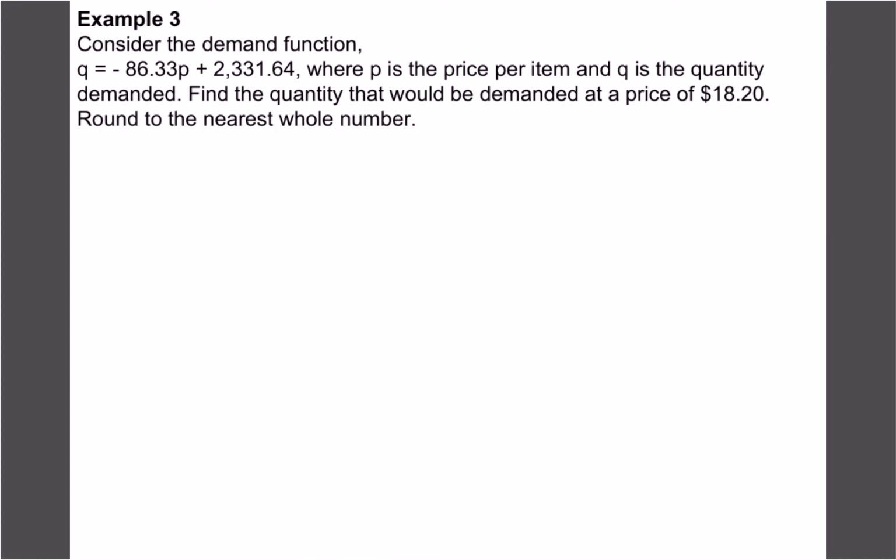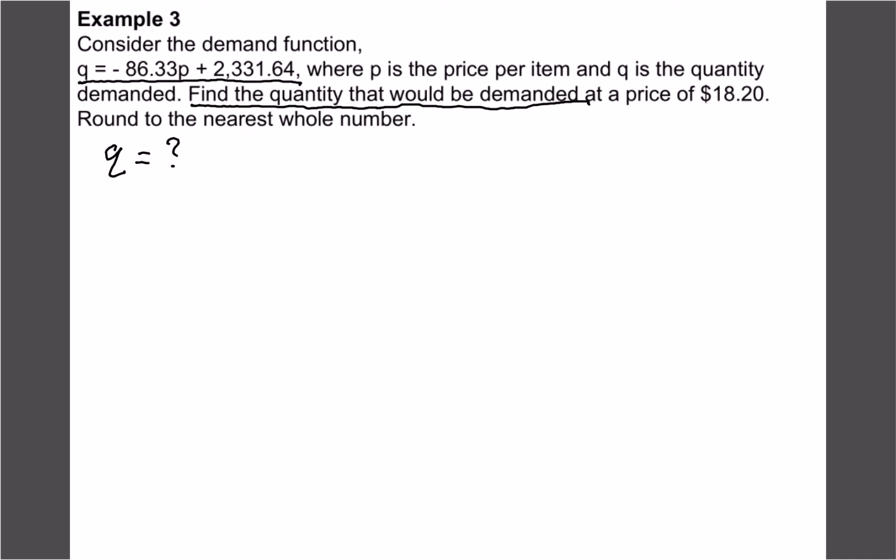So again, the first thing we do when you read the problem is, what does the question ask you to do? So you underline your question. It says we should find the quantity that would be demanded at a particular price. So we're looking for quantity. So Q equals question mark. That's what we're looking for. Next thing, do we have an equation? Yes, we do have the demand function.